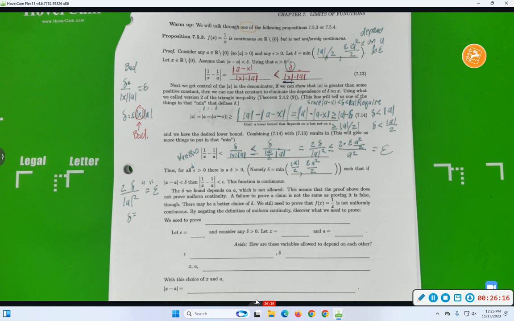At least according to this proof. But failure to prove something doesn't mean that the thing is false. There might be a better choice of delta. Let's try to prove there isn't one.